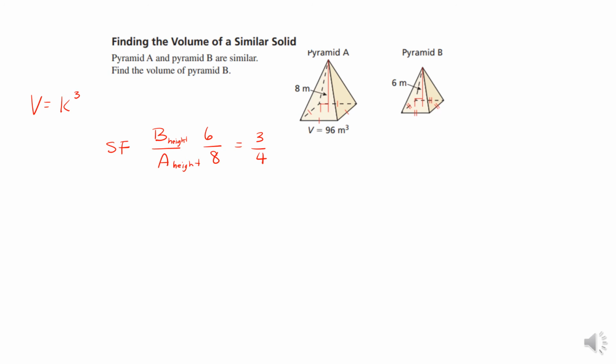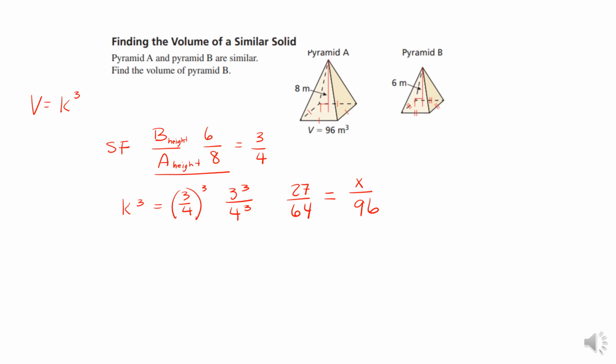Now in order to find k cubed, we go 3/4 cubed is 3 cubed over 4 cubed, so that would be 27 over 64. Then we're going to set that equal to our volumes. They gave us the volume of A. A is on the bottom, so that would go here, 96. Then we would calculate that out.